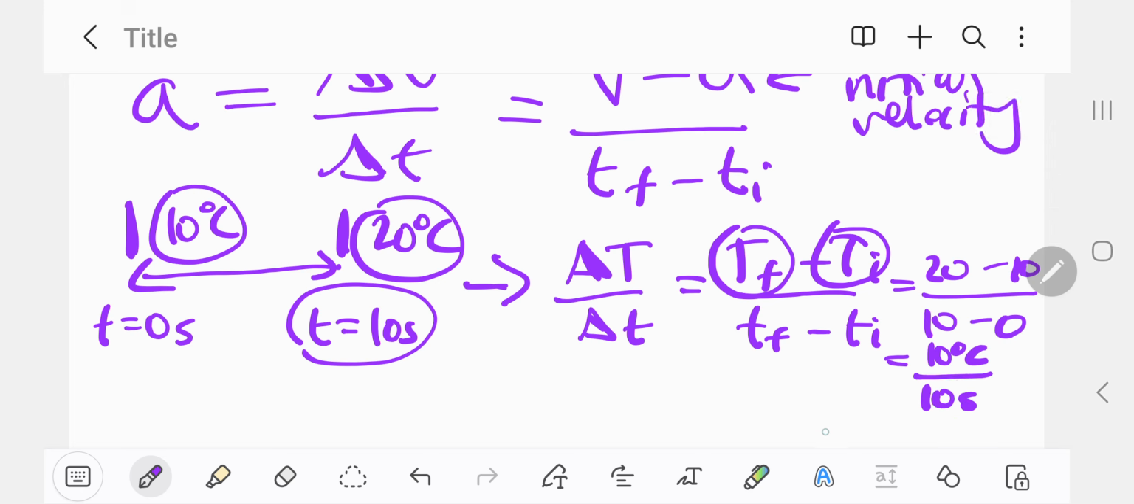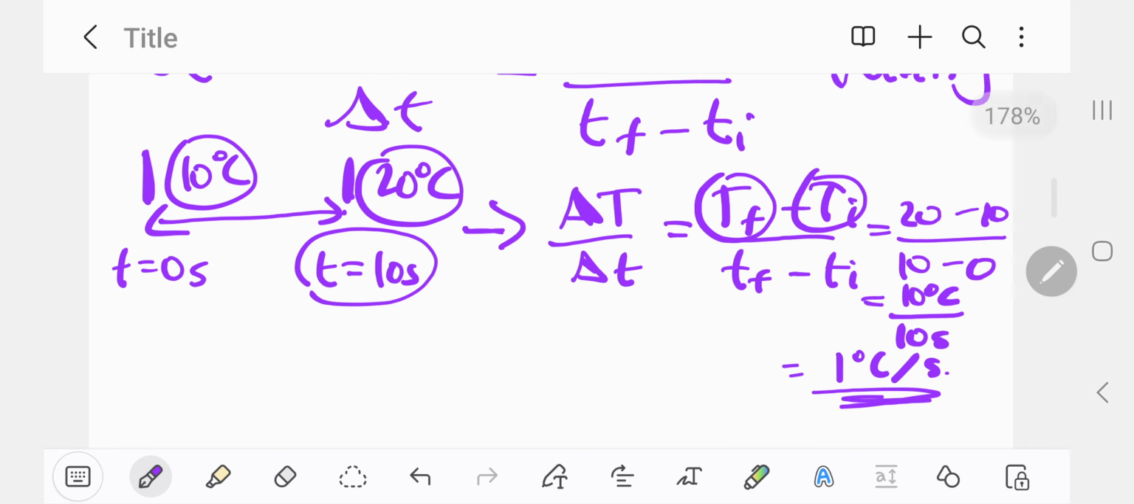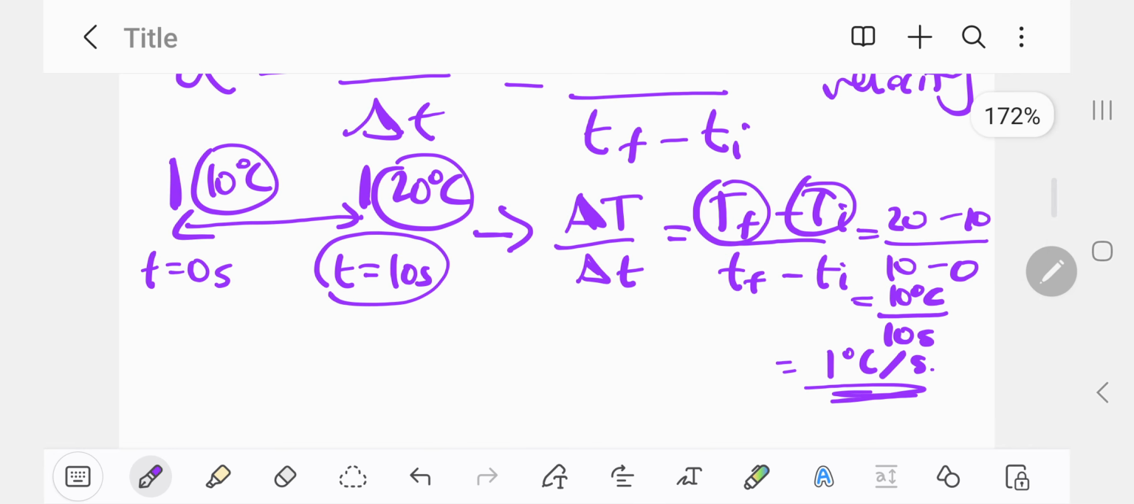per 10 seconds, and that gives you 1 degree Celsius every 1 second. There's a change of temperature of 1 degree Celsius every second. So every second the temperature goes up by 1 degree. That's what change in temperature over time means.